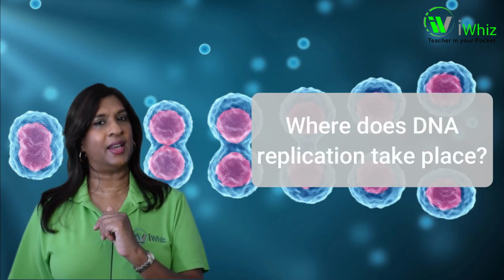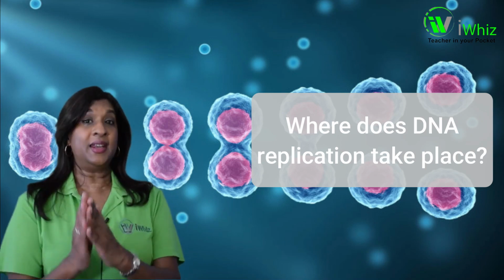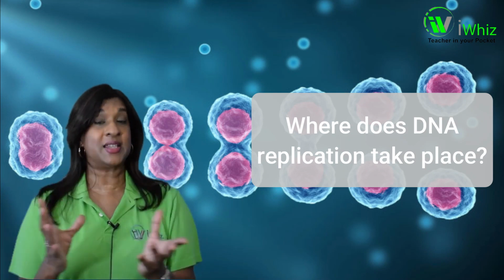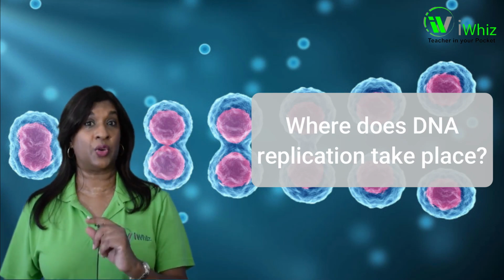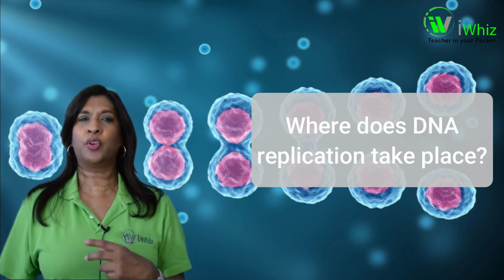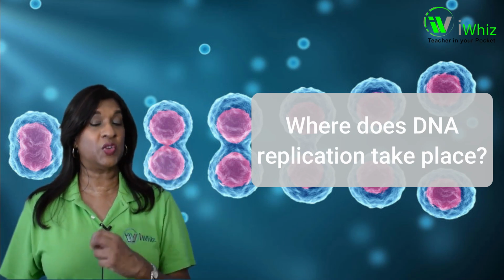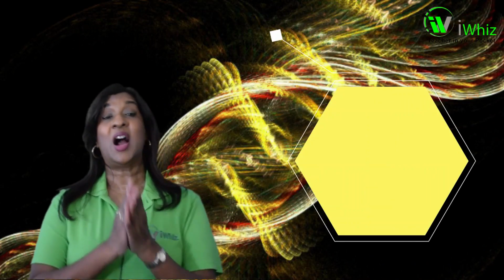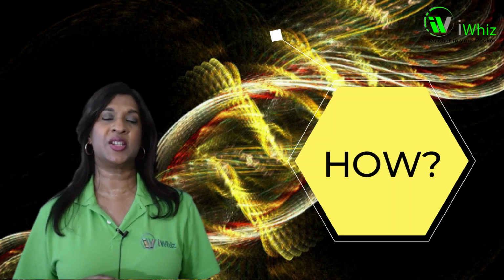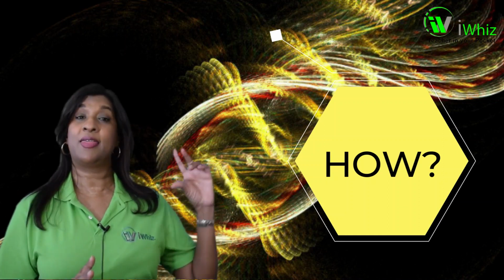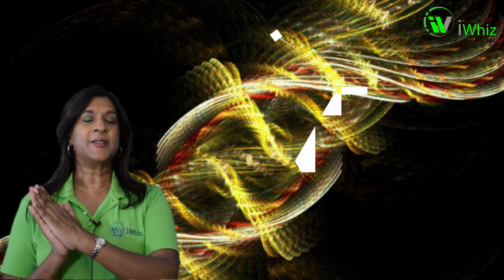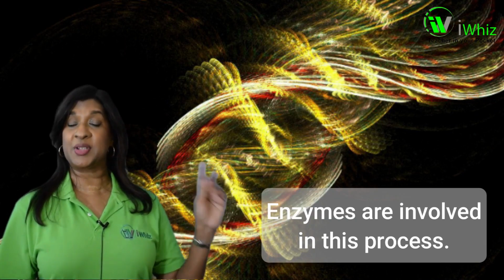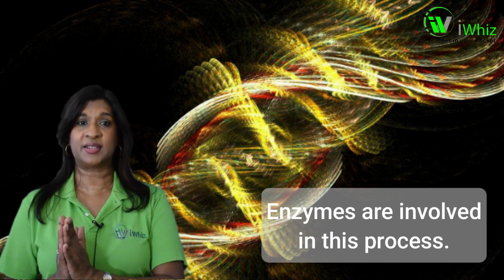And where does this DNA replication occur? DNA is found in the nucleus of a cell, and that is where your DNA replication is going to occur, right? We think of your chromatin network, so that's your DNA, and you're going to make a copy. Now we want to know, how does DNA replication take place? So we are looking at the actual process, right? So firstly, we need to remember that enzymes are involved in this process.